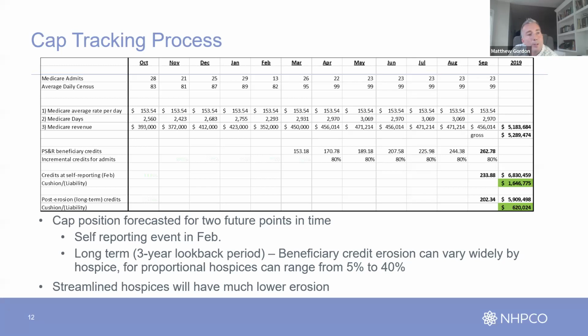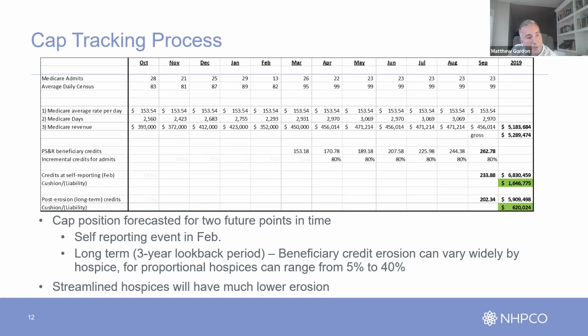And now, going forward through the end of the cap year, what do I think my admissions are going to be? In this case, I'm expecting 23 admissions per month, roughly. If I do that, how do my credits roll forward? And where will I end up the year in terms of total credits and total revenue, and will that give me a cushion? In this example, this hospice has a $1.6 million cushion at their self-reporting. You can see that in the first green number, and that's referenced by the 233.88 beneficiary credits.